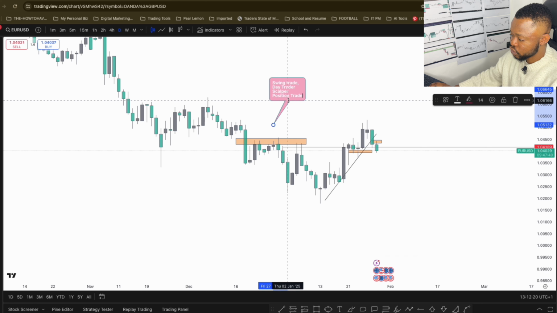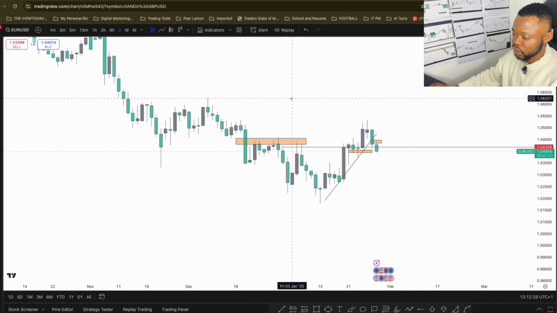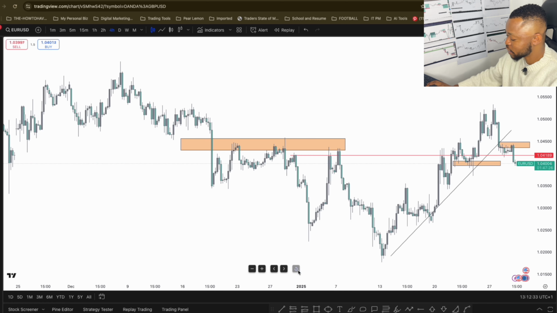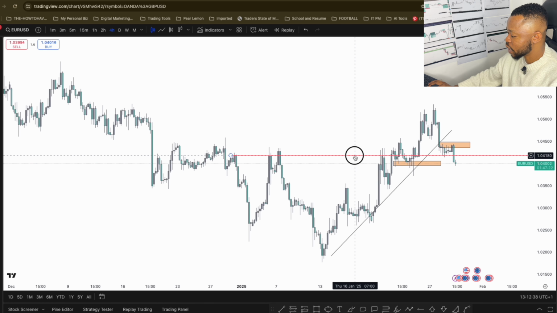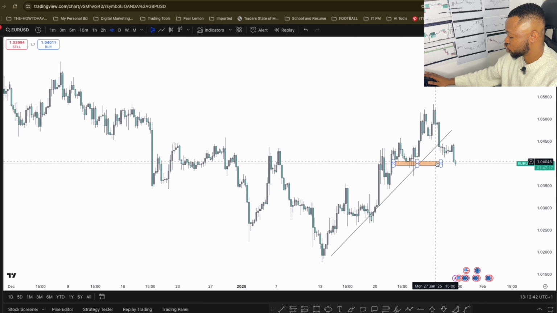So now let's get to another topic, which is market structure. So like we said, market is about buying and selling, but in the Forex market, in as far as we are trying to buy low and sell high, the market moves in waves, it moves in patterns. And when you understand price action and market structure, you're able to navigate your way a lot better. So now, what does market structure mean?